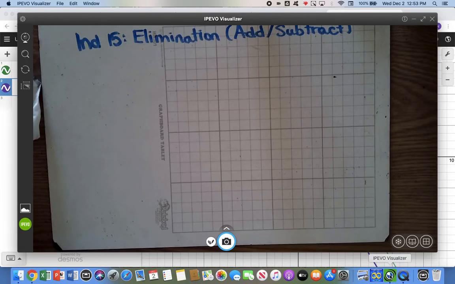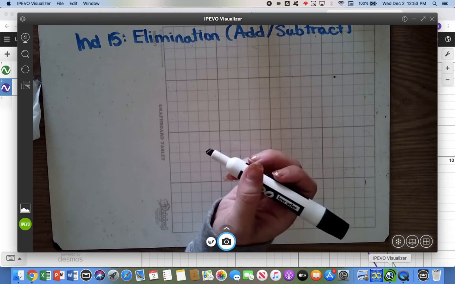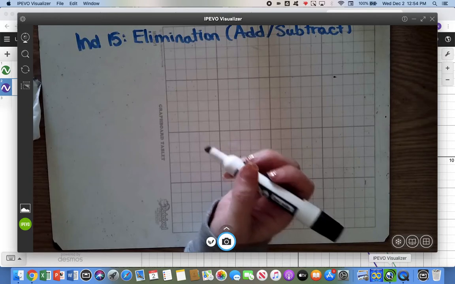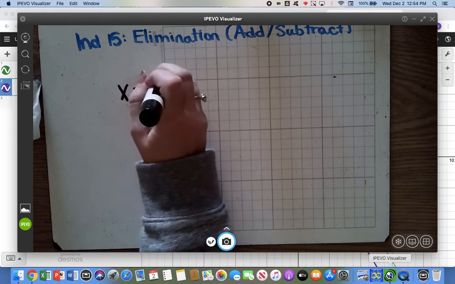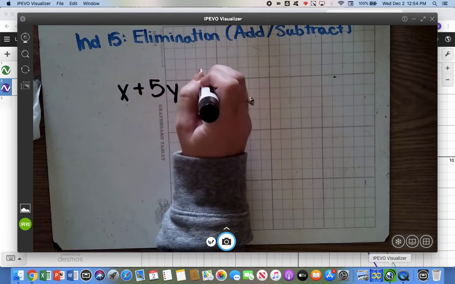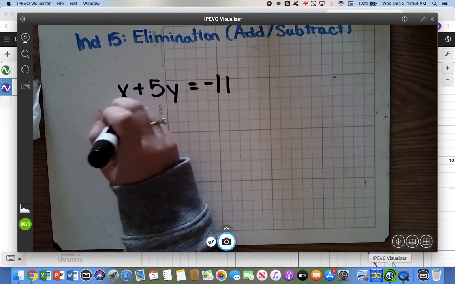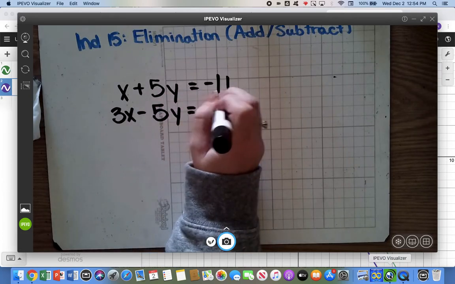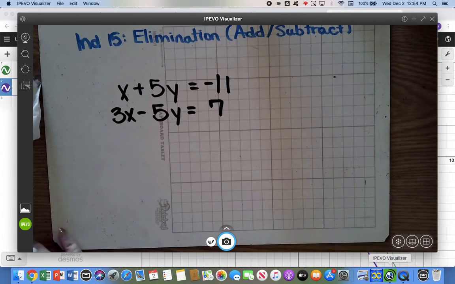No, I want to find a good one. All right, I want you to hit pause, try this one on your own, and then whenever you're done, you can watch me go through it. So everybody hit pause and get to work.